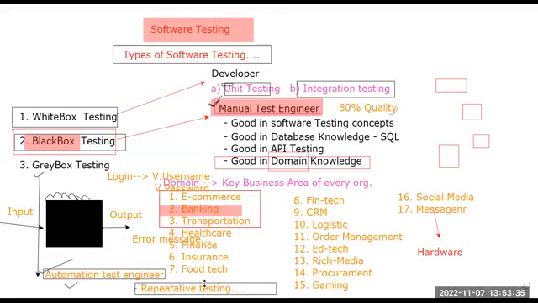Repetitive means again and again we want to test it. To perform this repetitive testing, there is one concept we have, which we are going to learn in coming classes. It is one testing concept where we are majorly going to use automation testing or automation test engineers. We are going to learn that concept in the future session.